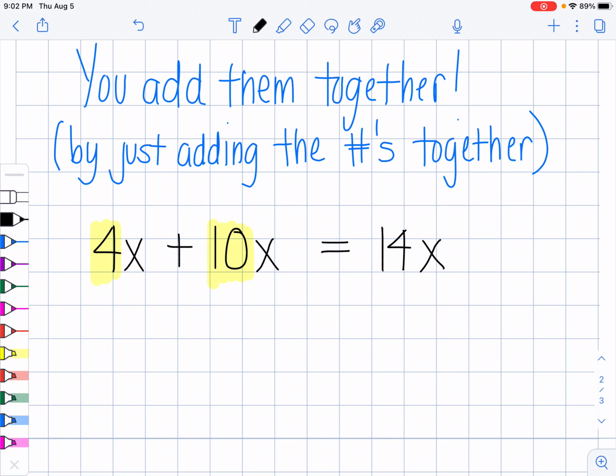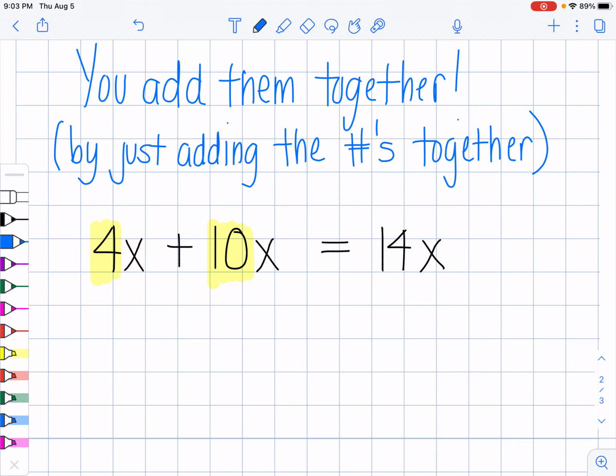You can think of variables like something that you were counting. Let's just say X stands for xylophones. This is telling me I have 4 xylophones in one pile, and in another pile I have 10 xylophones. I want to put them all together in a pile and see how many xylophones I have. Well, I add them all up, and together I'm going to have 14 xylophones.